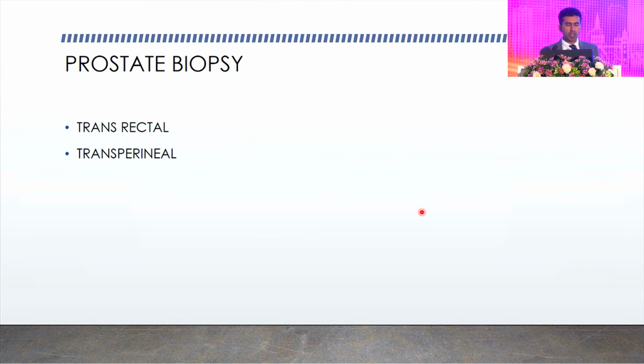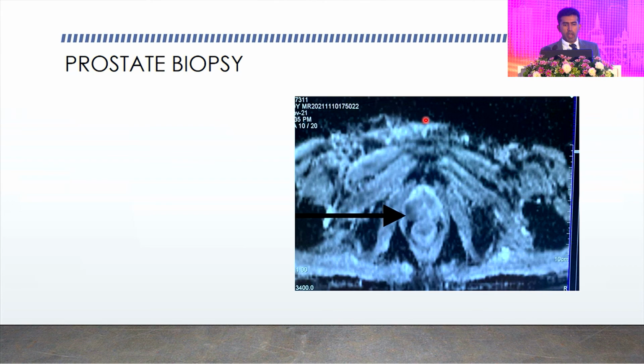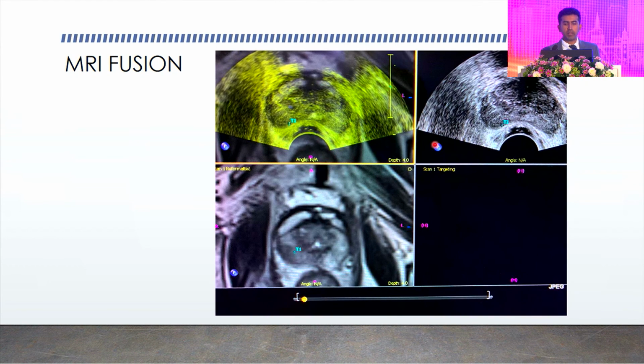Prostate biopsy. We commonly use transrectal and transperineal approaches. With the advancement of our techniques, we use fusion imaging at the moment in Sri Lanka, and this is one such example. This image is ADC mapping in MRI, where you can see low ADC values in this right lobe suspicious area. This can be coupled with real-time ultrasound, like in this image.